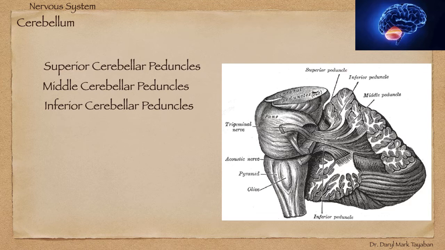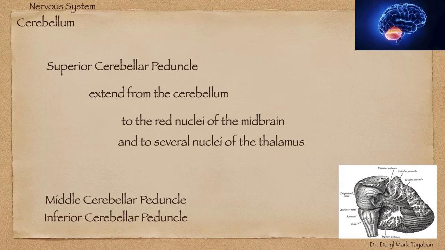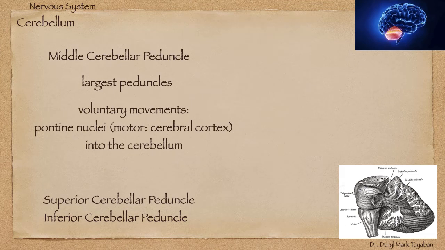There are three cerebellar peduncles: the superior, the middle, and the inferior cerebellar peduncles. So the superior cerebellar peduncles contain axons that extend from the cerebellum to the red nuclei of the midbrain. Remember the red nuclei that we talked about during the first part? And to several nuclei of the thalamus. The middle cerebellar peduncles are the largest. Their axons carry impulses for voluntary movement from the pontine nuclei, I hope you recall that as well, into the cerebellum, which actually receives input from motor areas of the cerebral cortex.